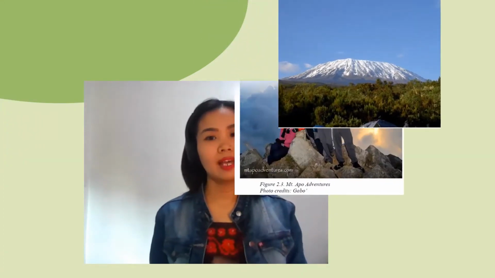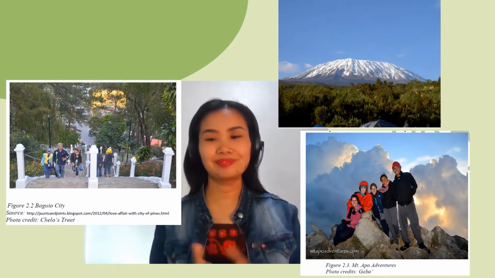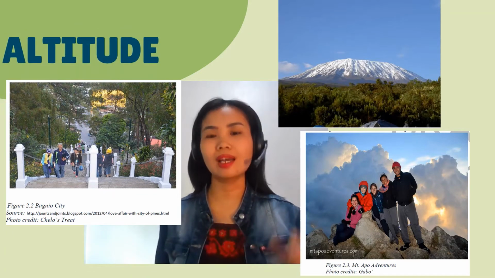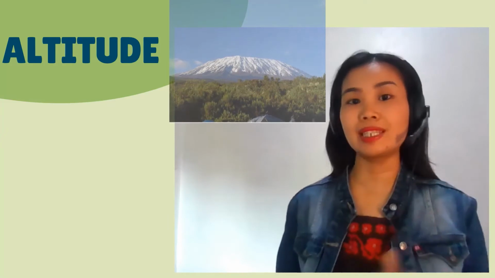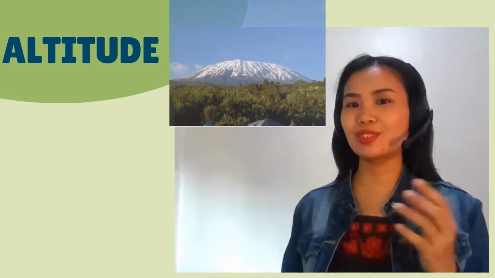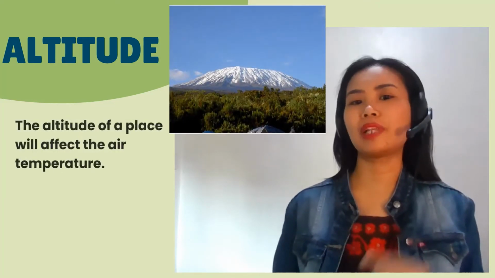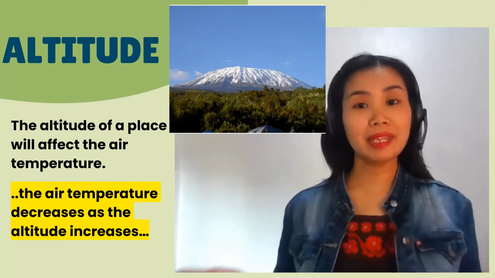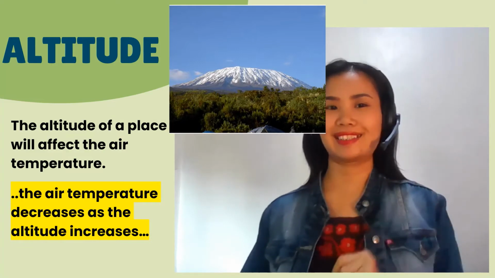Now, how about this one? Try to observe our following pictures. What do you observe? Very good. They speak all about altitude. Look at figure 2. Mount Kilimanjaro is located in Africa and found near the equator. It stands 5,895 meters above sea level. The peak of this mountain is covered by ice. How is this possible? The altitude of a place will affect the air temperature. It means the air temperature decreases as the altitude increases.